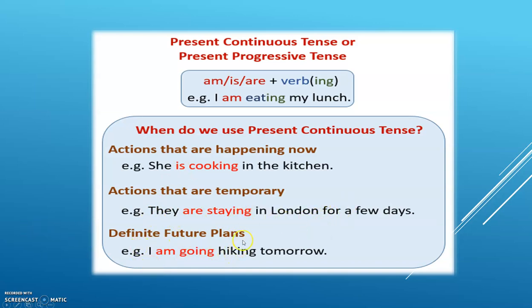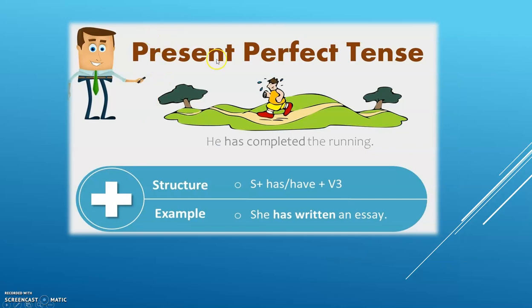Then, definite future plans. In future, when we say, I am going hiking tomorrow. Am going. Am will come with I. Okay? I am going. See, one thing you notice, children, in progressive, ING will come in all. So, one clue you got. What clue? When we are doing present continuous tense, you have to put ING with the verb. But the present tense is, are, am. Clear? Okay.